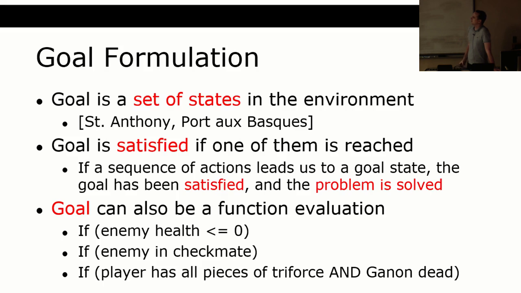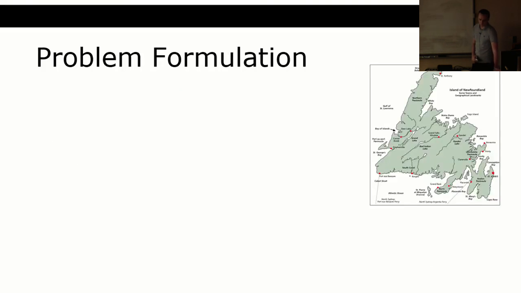But in general, this goal could be any arbitrary function that has to be evaluated, right? So for example, in a video game, maybe you've got if the enemy's health is less than or equal to 0, then you've defeated them, and maybe that's the goal. Or if you're playing chess, if the enemy is in checkmate. Or if you're playing something like Zelda, if the player has all the pieces of the Triforce and Ganon is defeated, right? So in general, this is a function that could be arbitrarily complex, but for this particular problem, it's just one of the two following states.